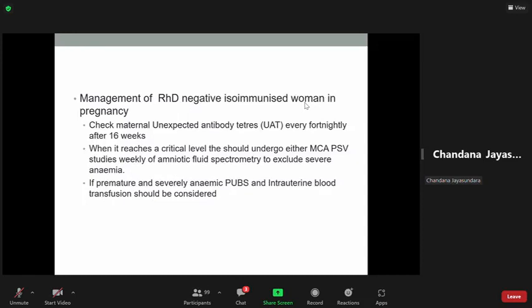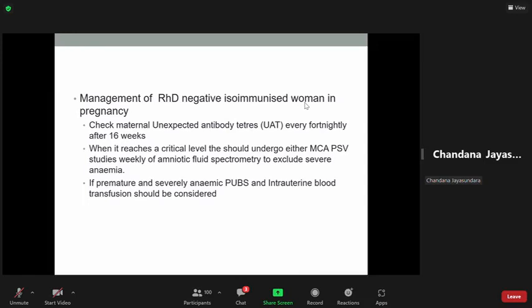So what are we going to do? The management of an Rh negative isoimmunized woman in pregnancy. When the woman is isoimmunized, we check the maternal unexpected antibody titers fortnightly after 16 weeks. So we know that this woman is sensitized, and we check the antibody titers every other week, that is once in every 2 weeks, after 16 weeks.